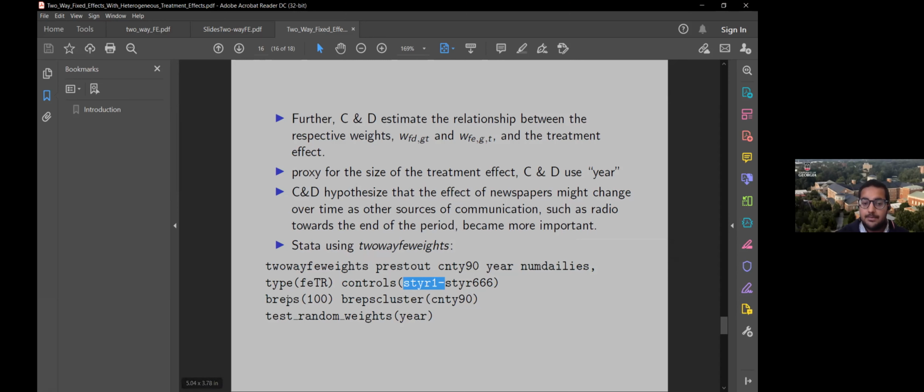And since this is running on bootstrap, you can tell it how many bootstraps to run. And if you've got a cluster, here the cluster was county. So you have a blocked bootstrap that is running 100 times. And then the option is that you want to test whether these weights are uncorrelated with your treatment effect.